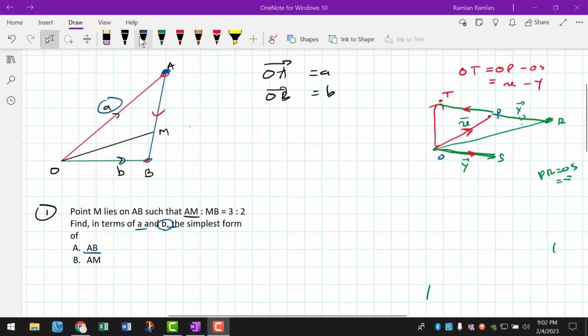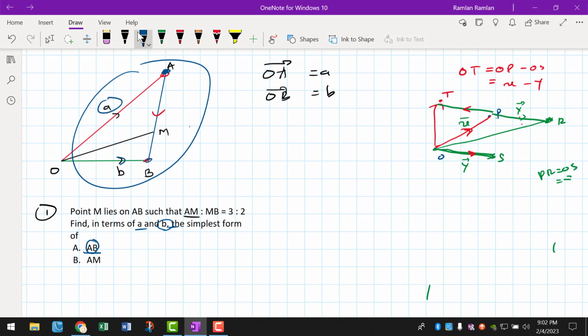Okay, now let's go to this question over here, right? The first one being asked is, in terms of A and B, the simplest form of the vector from point A to point B. Now again, the basic concept is where you start and where you end, right? You start from this point here, point A, and then you end at point B. So this is the end point, right? So now how can you use this vector, the red one, and the green one, the B, to construct this vector?